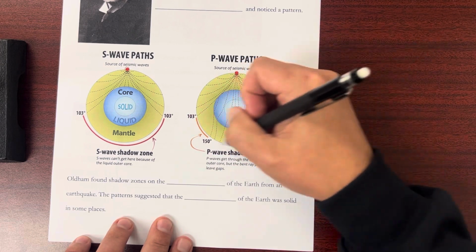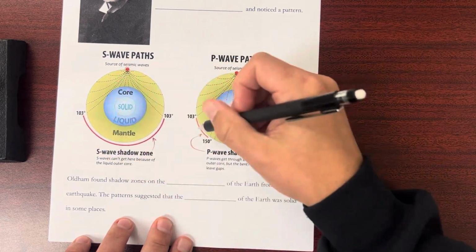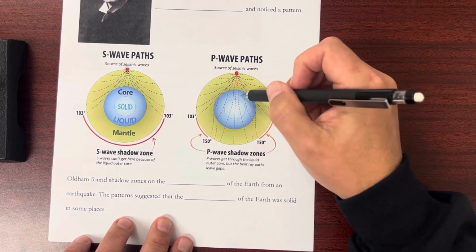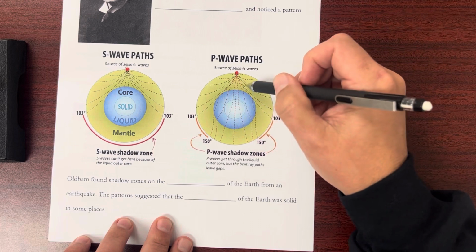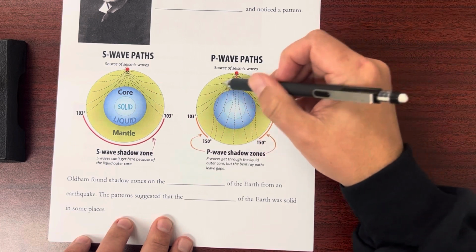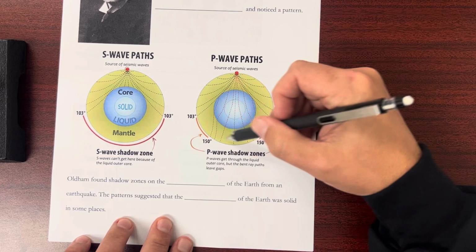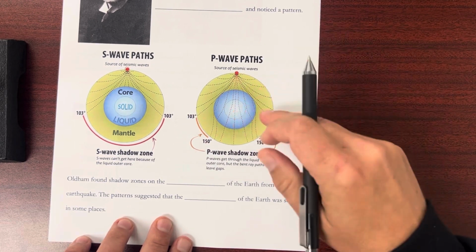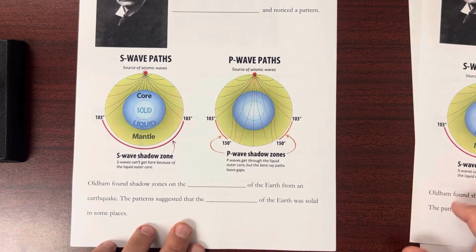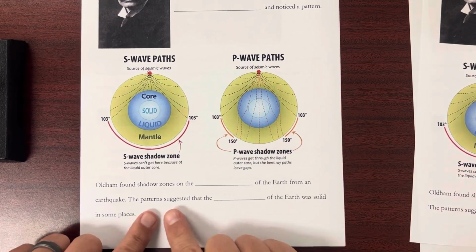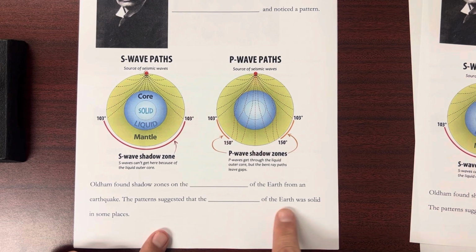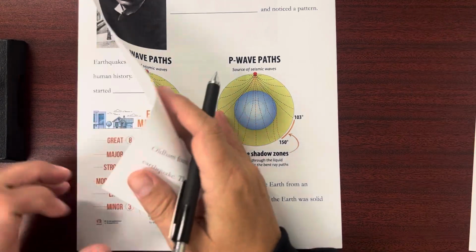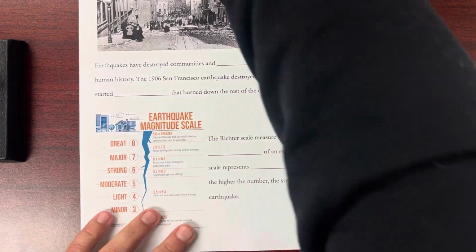So based on that data from the seismographs on the other side of the world, he and other scientists determined that the core was different than the liquid magma that made up most of the interior of the Earth. And we found out that there's a solid core or semi-solid core in some cases. So the patterns suggest that the interior of the Earth was solid in some places. All right, let's go on.